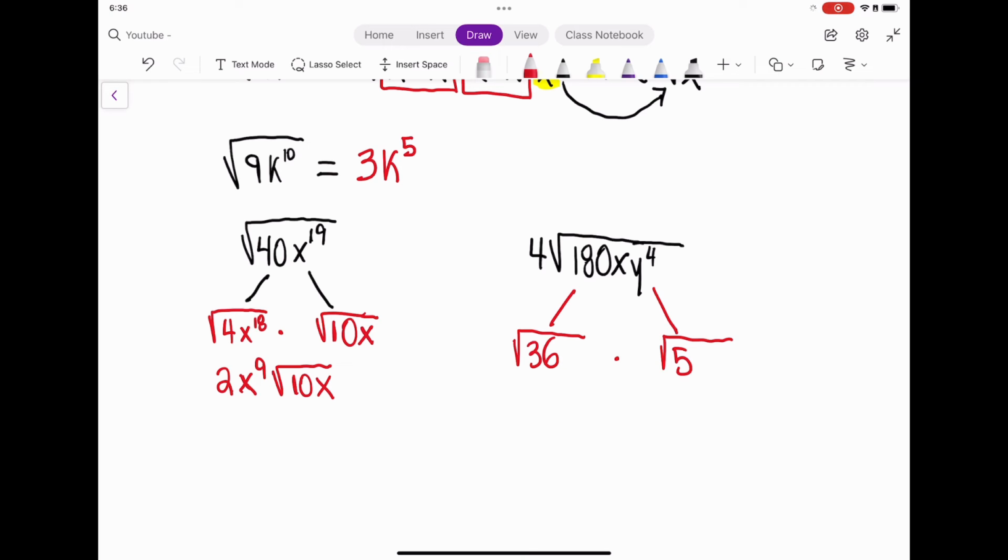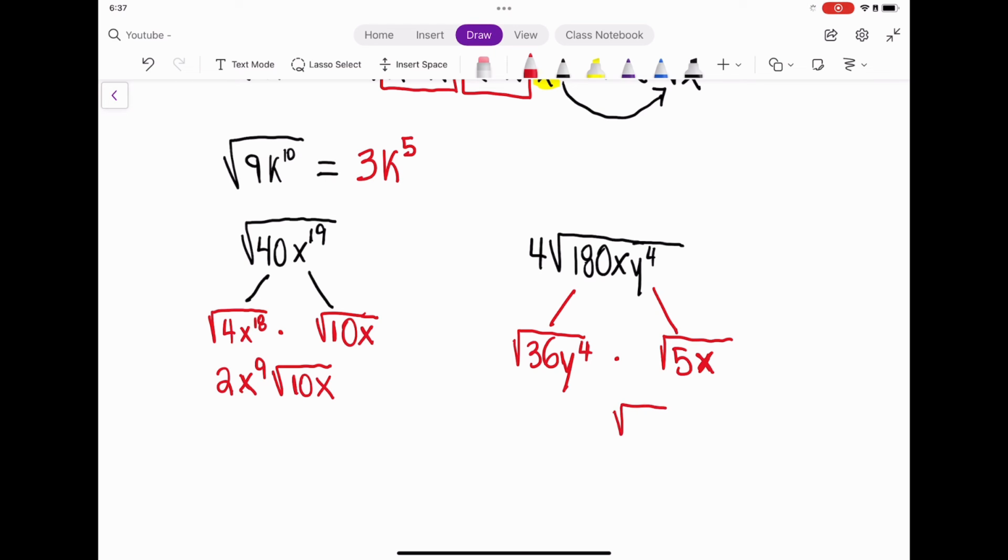Now let's focus on our variables. I noticed that we only have 1 x. We can't divide 1 by the root of 2 and get a whole number. So we're going to put this x with 5 because 5 is not a perfect square. We're not going to be able to break that down anymore. And then y to the fourth, because we have an exponent of 4, that's an even number, we're going to keep that with the square root. So now we have radical 36y to the fourth. And at this point, guys, we can't simplify radical 5x, so I'm just going to bring it down.